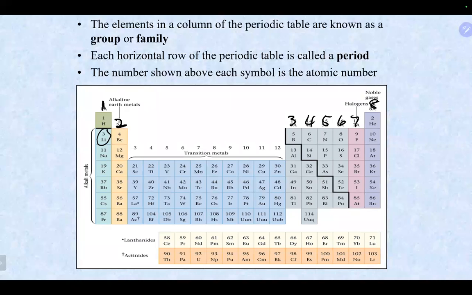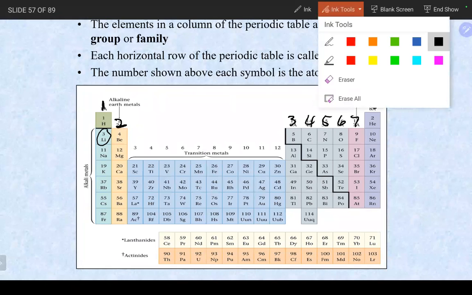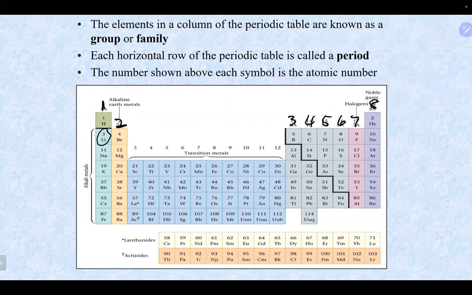Going left to right across a row on the periodic table is what is referred to as a period. And there actually are 7 different periods on the periodic table. Starting about here, 1, 2, 3, 4, 5, 6, 7 periods heading that way across the periodic table. So groups up and down, periods left to right on the periodic table. In addition, the number up on top of the symbol is our atomic number, which is our number of protons that you have in an atom.